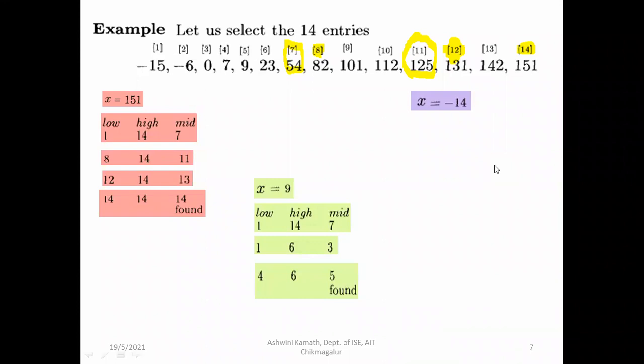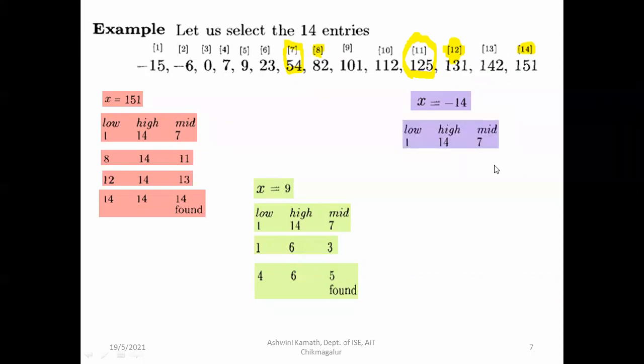x is equal to minus 14. Okay, minus 14, you can notice it is not present in the array. We'll see how many comparisons are required when we have an element which is not present in the array.